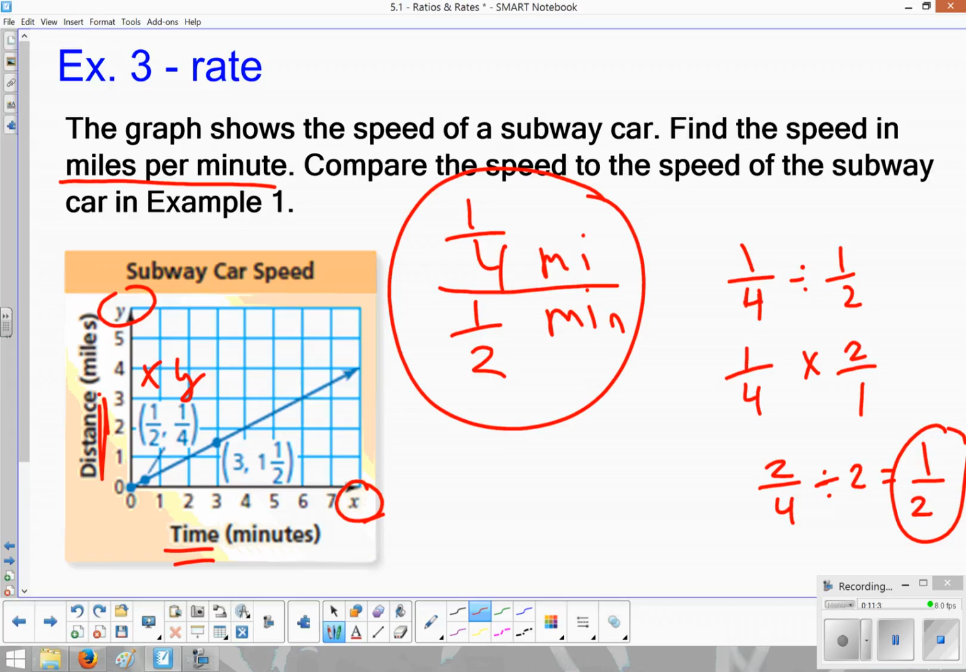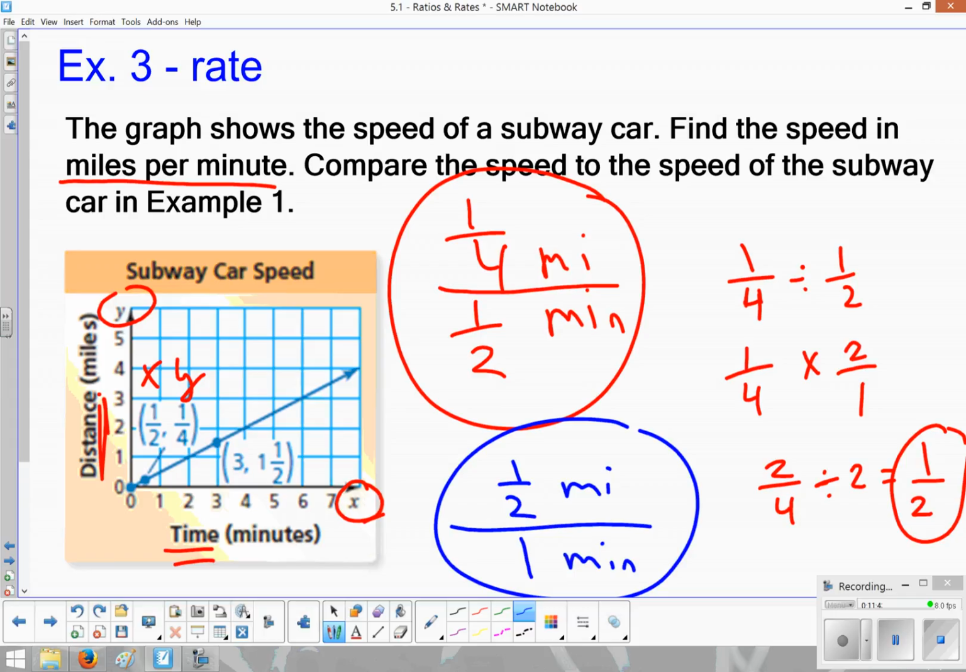So what does that 1/2 mean? That 1/2 basically means it takes a half a mile for 1 minute. So let's compare these two answers. So in this graph that they said, it says 1/4 mile is a half a minute. But we want to know what is 1 minute. What's 1 full minute? So 1 full minute, you can go half a mile. So it's a little bit more than 1/4.